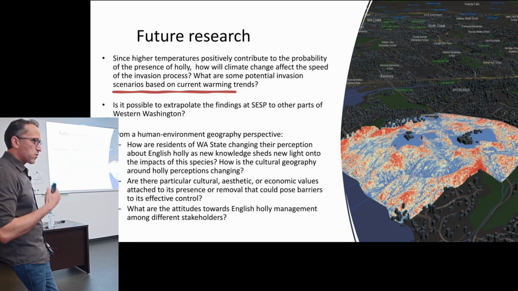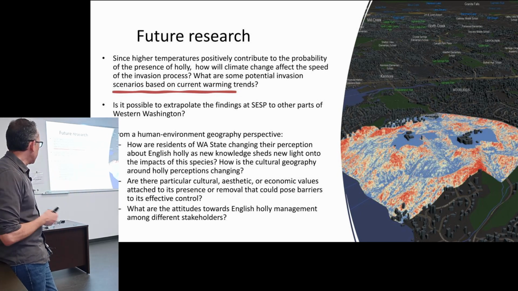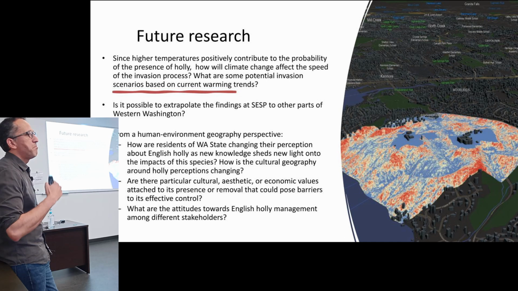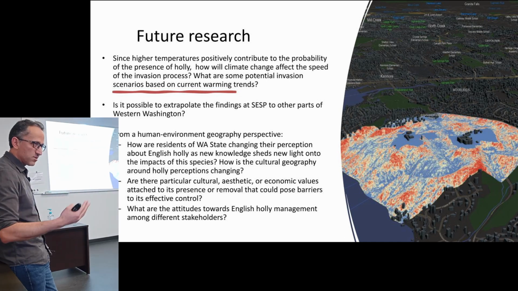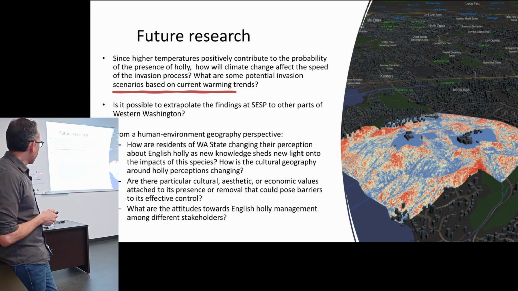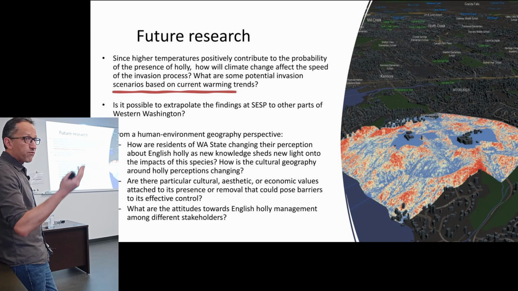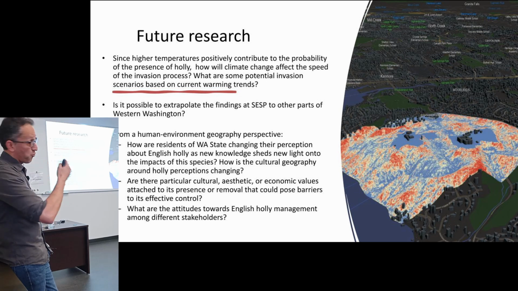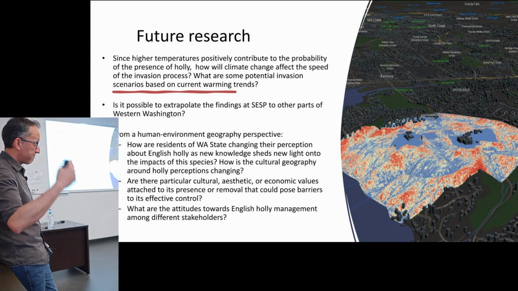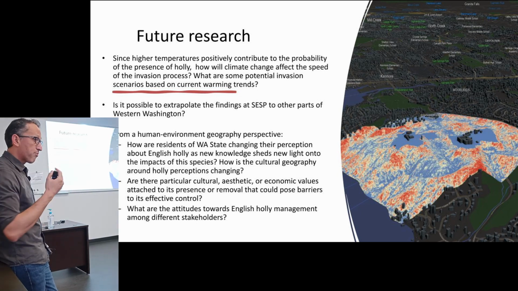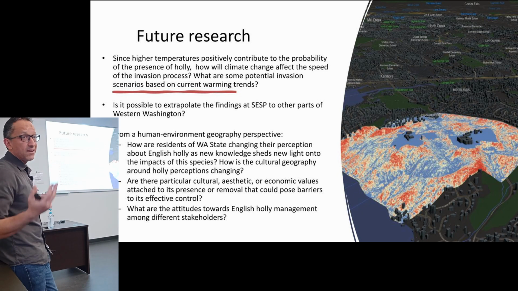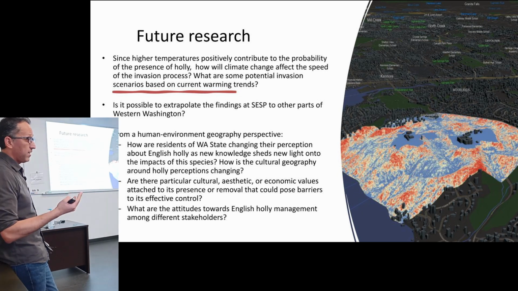So what are these values, right? What are these cultural, aesthetic, and economic values that people see in holly that could pose a barrier to control and eradication of this species? What are the attitudes around English holly management, and how do managers perceive holly? I know, for example, managers here at St. Edward State Park are really concerned about holly, and they have implemented some control programs to not eradicate English holly from the park, but at least control it in some way.